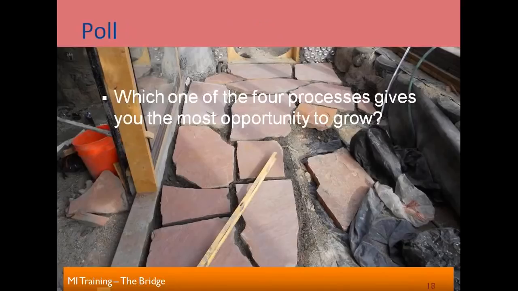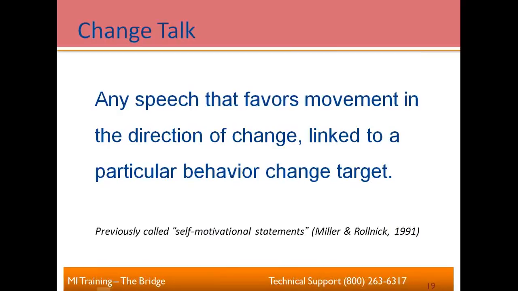Excellent. So change talk. This is a very condensed version of an MI training, but I really felt it was important that we focus a little bit on change talk. When you think about change talk, remember we said MI was associated with listening, ambivalence, and behavior change. It's not psychotherapy. It can be used with psychotherapy, but it's not psychotherapy.